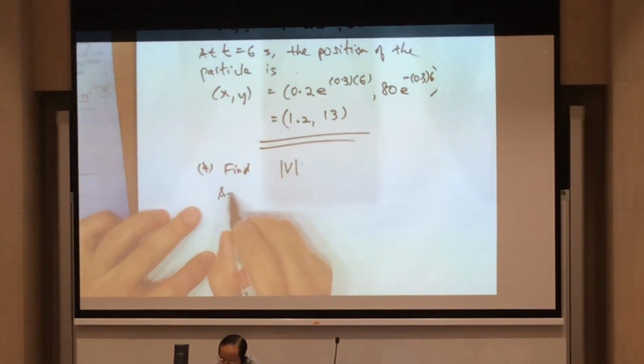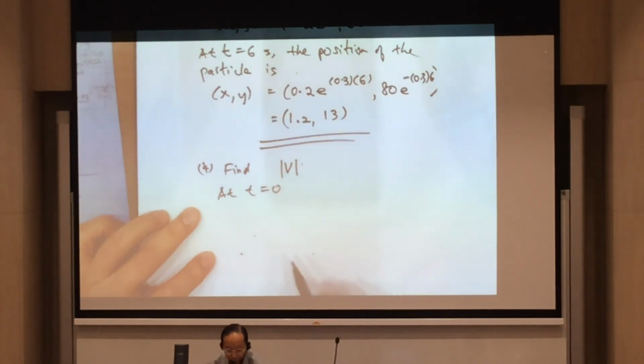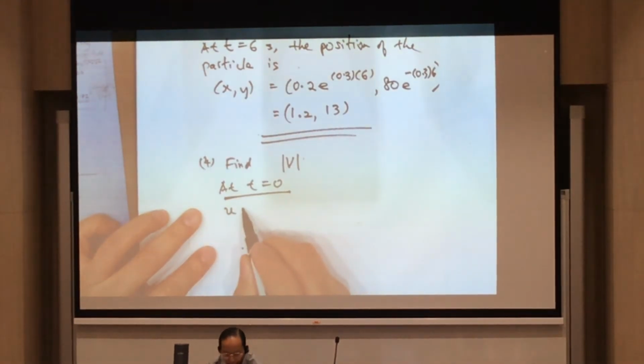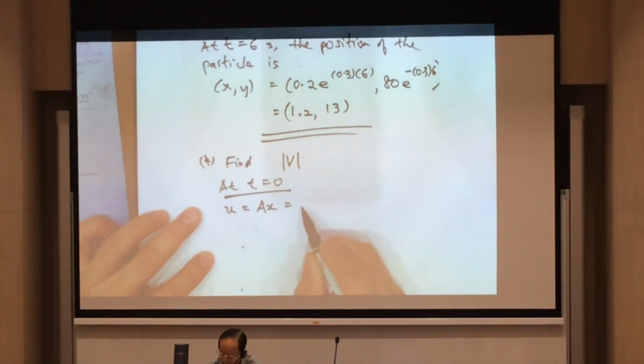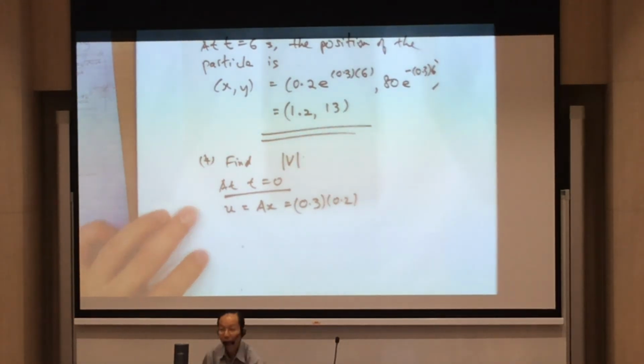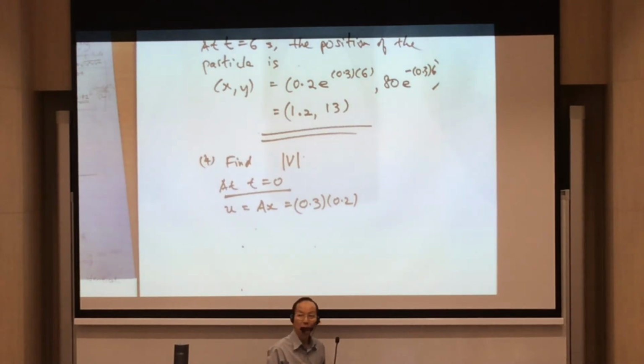So at time t equal to 0, we have u, the x component of the velocity, is equal to ax. This we know. What is a? A is given as 0.3. Okay? And what is x? X is 0.2. Okay? That's the initial position of the particle at time t equals 0.